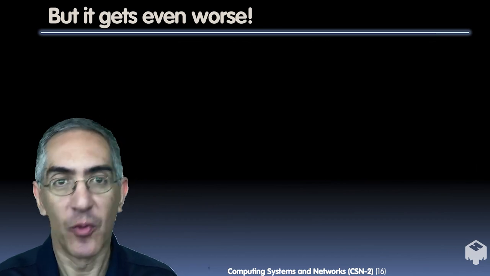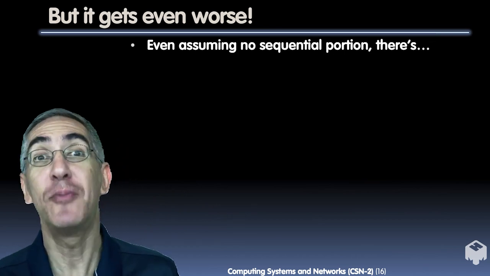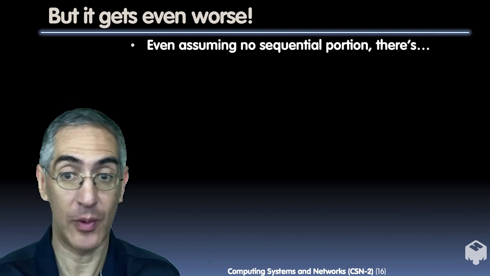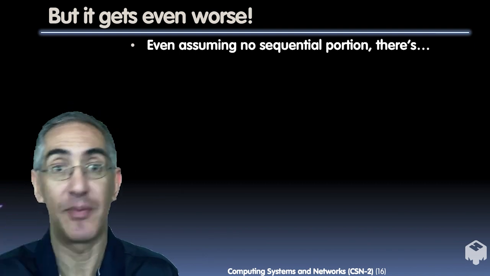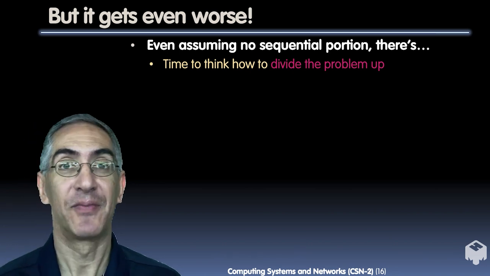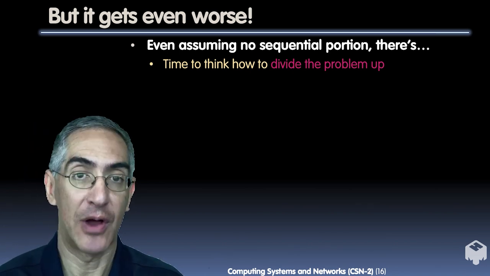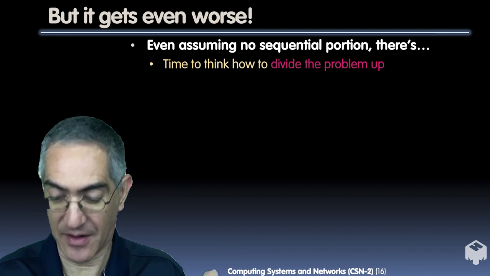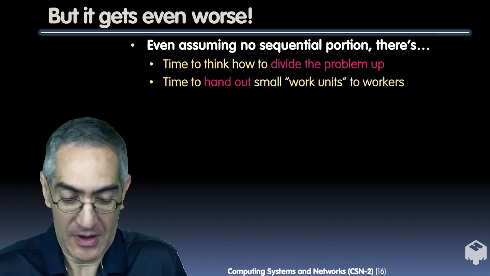But it gets even worse. Even assuming there's no sequential portion. Well, no sequential, 1/0, that could be infinite speedup. Well, not so fast. You've got the time it takes to divide the problem up. You've got to think about how to divide the problem up. How do you divide this up?